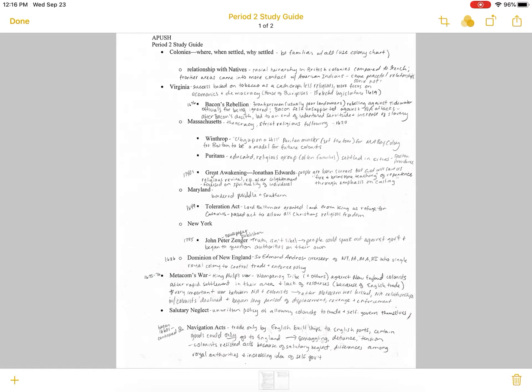So if you didn't get a chance to watch the video on Metacom's War, if you didn't read in the book, I think it was page 114 or someplace in the book I had told you to read, make sure you are really understanding Metacom's War.